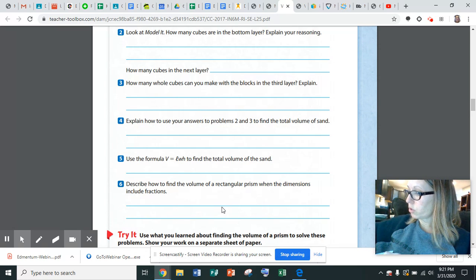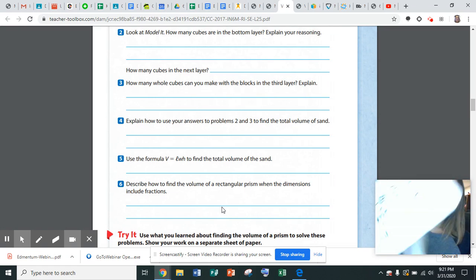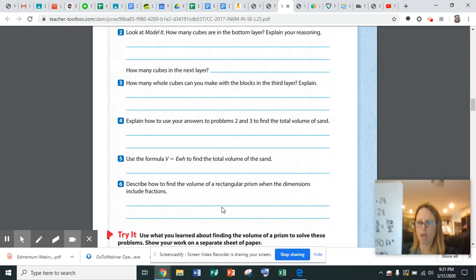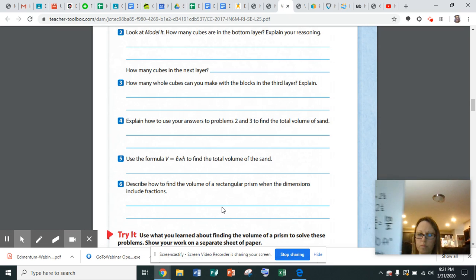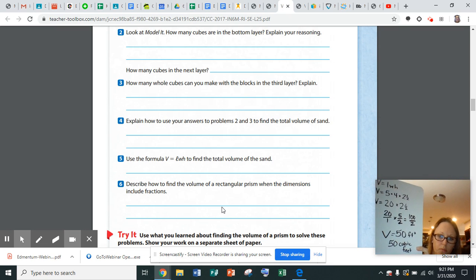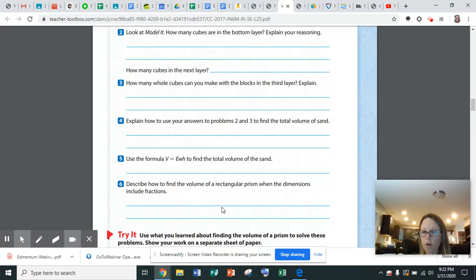So you can write it 2 different ways. You can either write it as 50 with the 3, or you can write 50 cubic feet. Just like with area, we always had to put a 2 up there because it was squared. For volume, everything is cubed because we're multiplying it by 3 numbers. Okay, so everything is cubed.